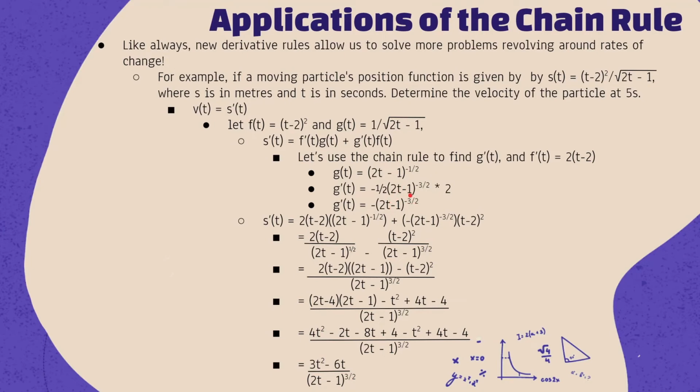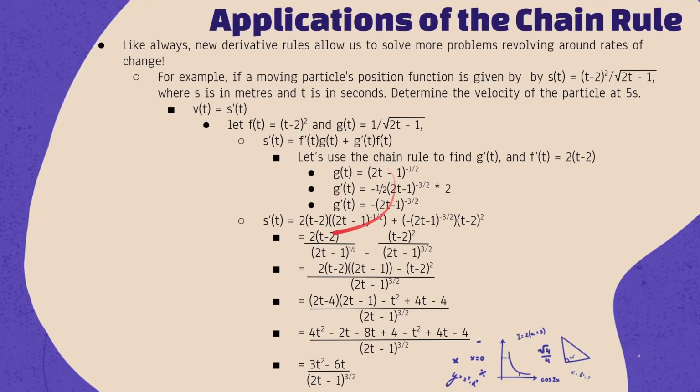The second part of the chain rule is to find the derivative of the inner function, which is 2t minus 1, of course. The constant just disappears, right? But 2t actually turns out to be 2, and so we have the times 2 at the end. Since we have negative 1 over 2 and 2, we can actually group them together, and so we get negative 2t minus 1 to the power of negative 3 over 2. Now we have all of the parts we need to plug into this equation right here.